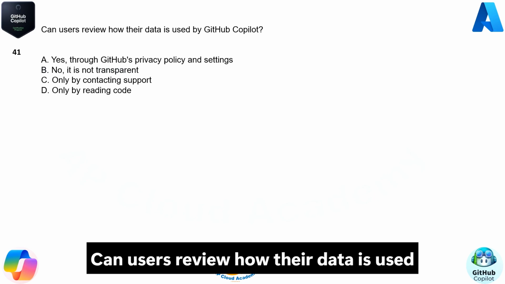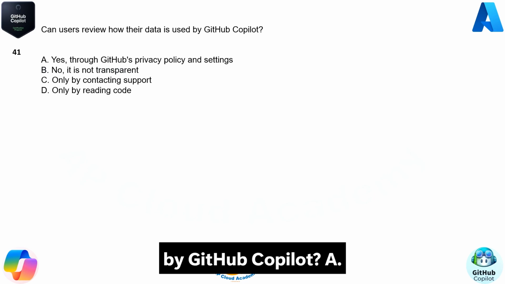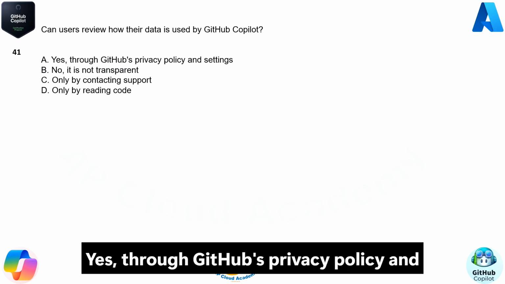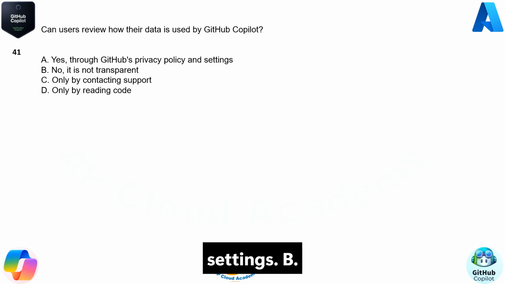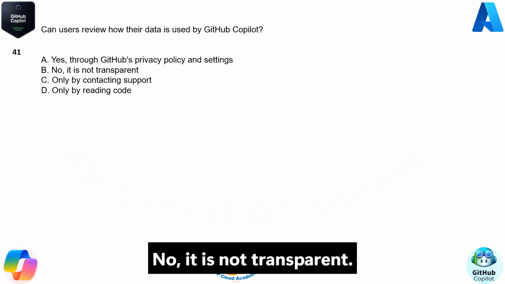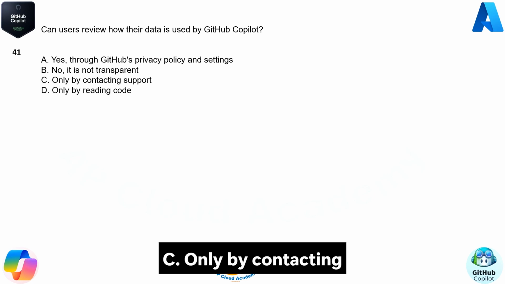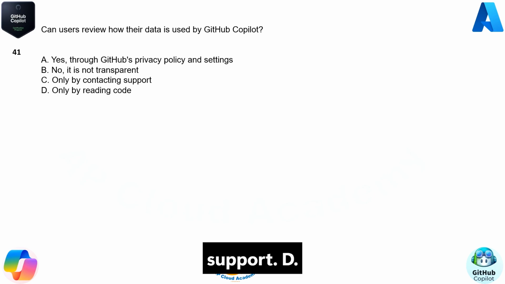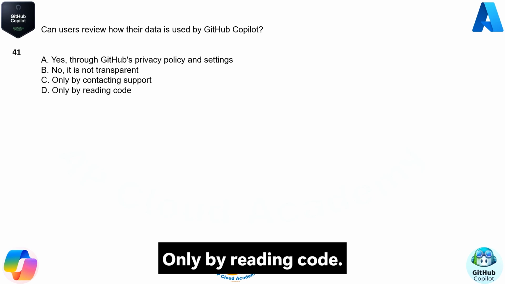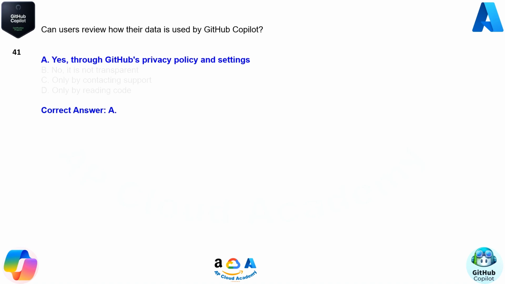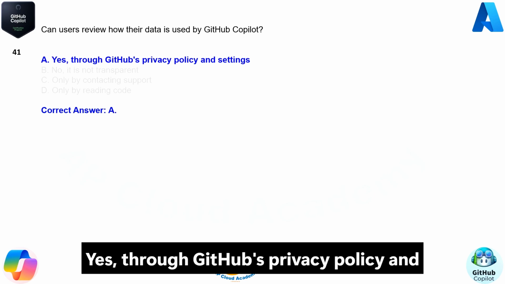Can users review how their data is used by GitHub Copilot? A. Yes, through GitHub's privacy policy and settings. B. No, it is not transparent. C. Only by contacting support. D. Only by reading code. Correct answer, A. Yes, through GitHub's privacy policy and settings.